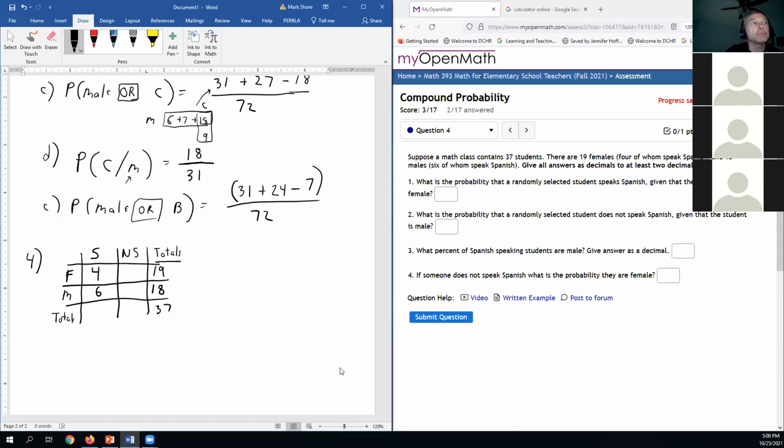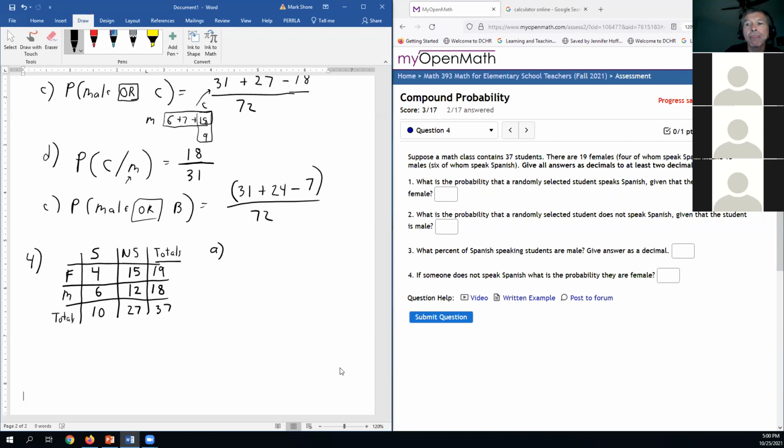Now what we can do, just in case we need it, and we will, is complete the table. The total number of Spanish speakers would be 4 plus 6 is 10. We can get how many don't speak Spanish by subtracting how many speak Spanish from the total. So 19 females total, 4 speak Spanish. 19 minus 4 means 15 don't speak Spanish. Same way here, 18 males total, 6 speak Spanish. 18 minus 6 is 12 that don't speak Spanish. And we can get the total here. The number of people that don't speak Spanish is 27. Now we can go through these parts. Probably should label them A, B.